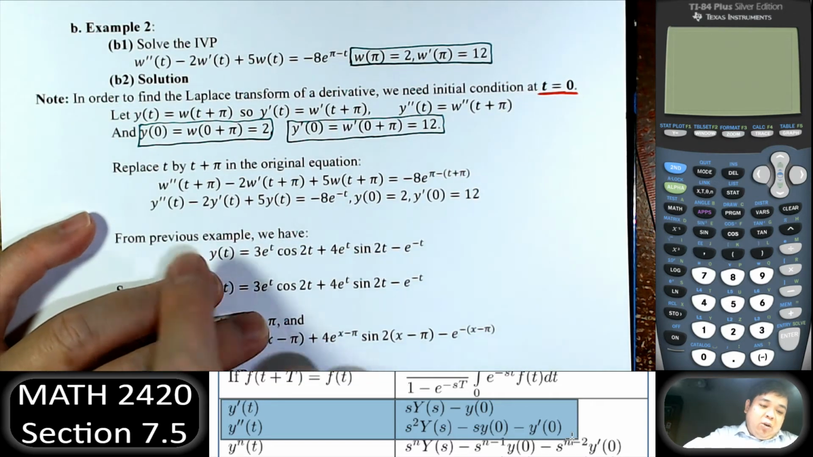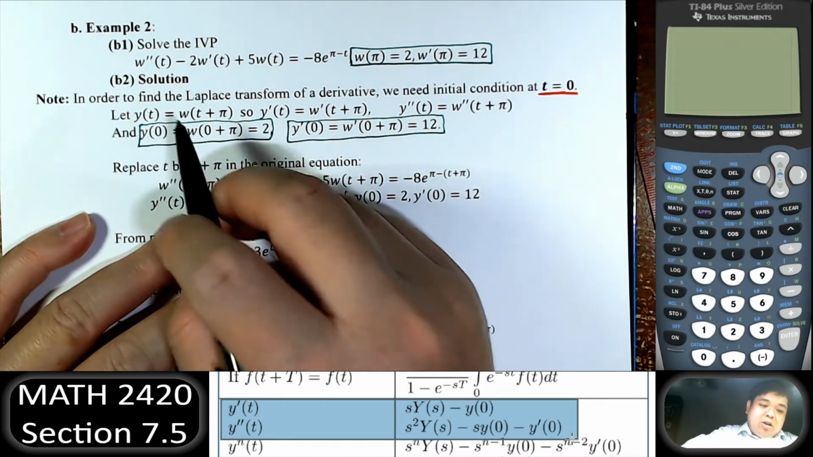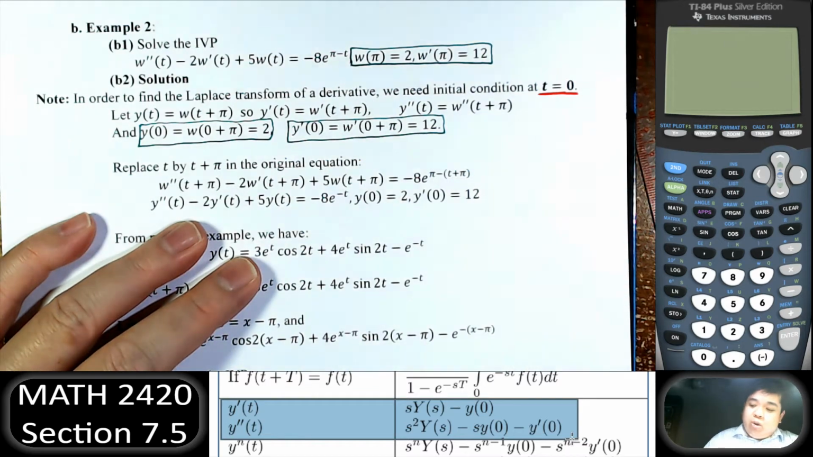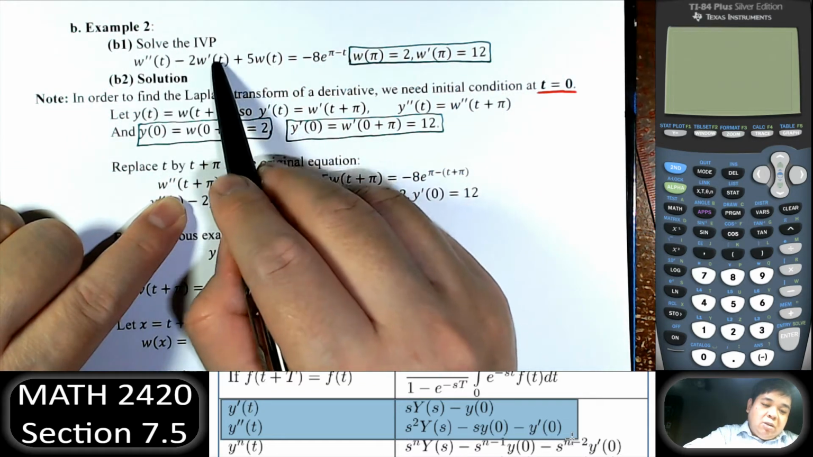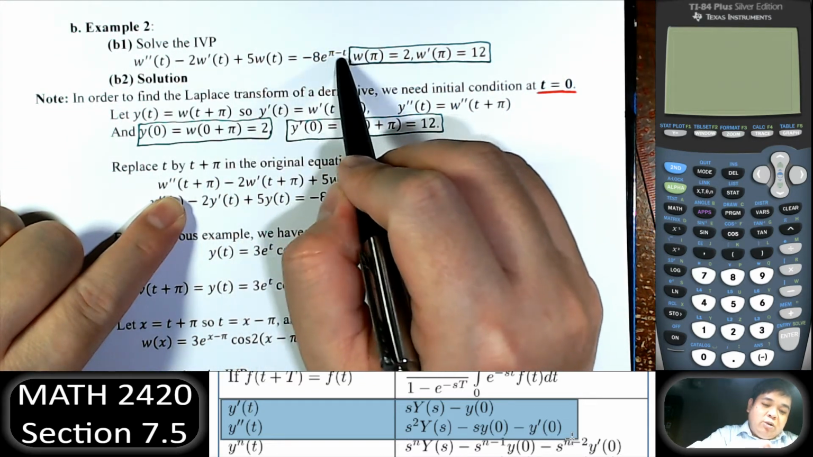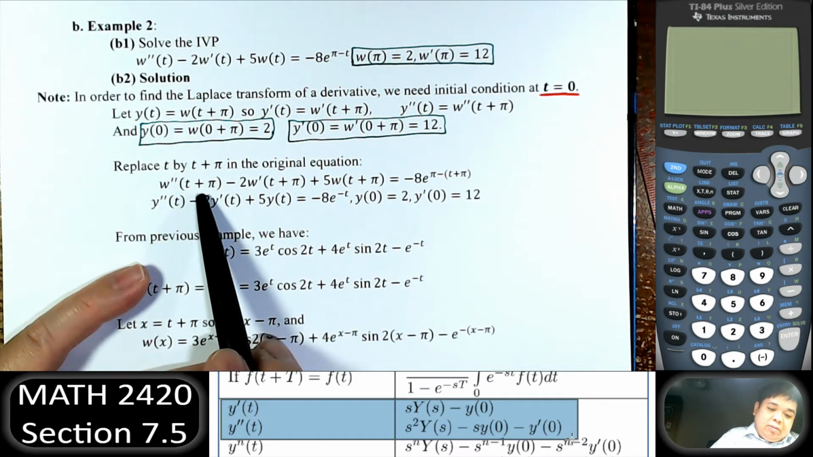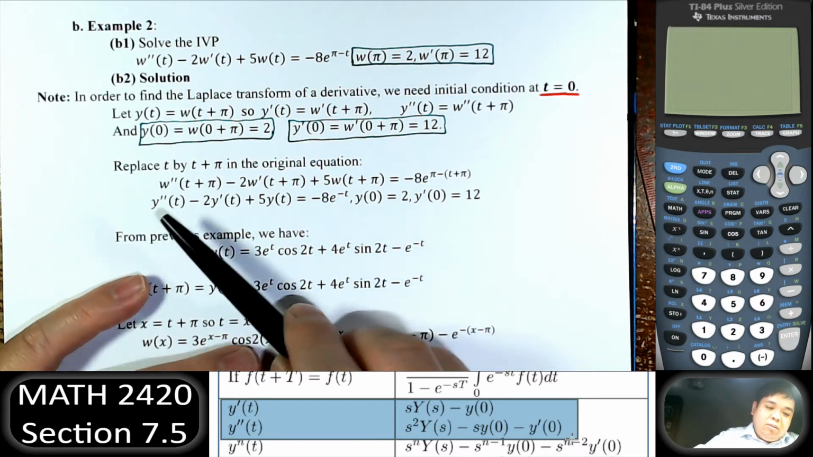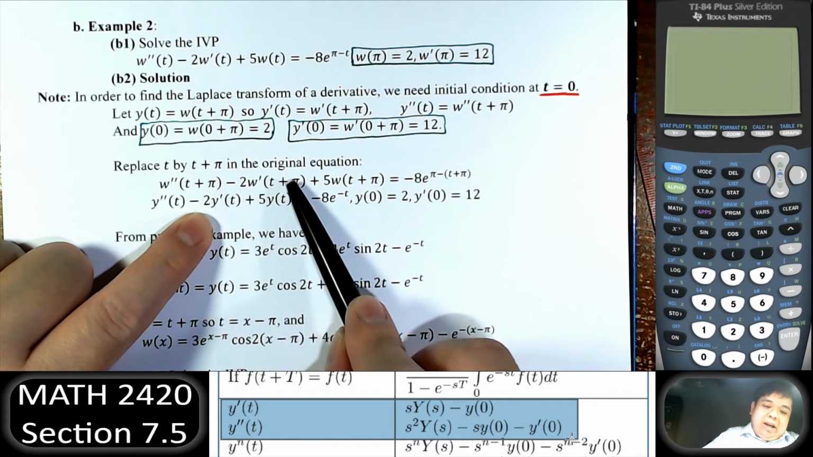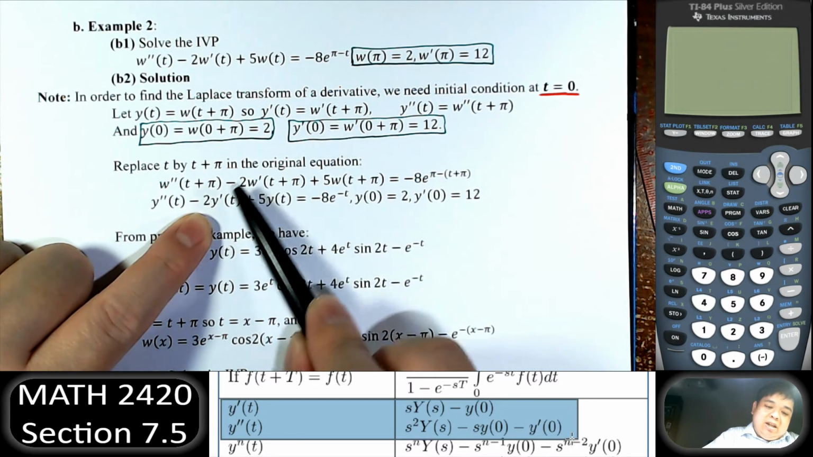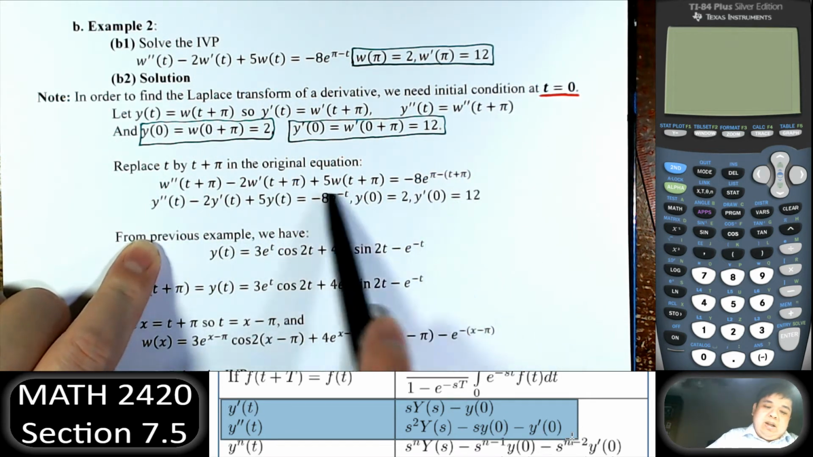Now replace t by t plus pi in the original equation. Right? Because if this equation works for t, we can just replace t with t plus pi. So t plus pi here, t plus pi here, and t plus pi here for t. Do all of that. And then t plus pi, that is going to be the second derivative in terms of t. And then t plus pi, that is the derivative. And that is the function. So we turn this equation into this equation.